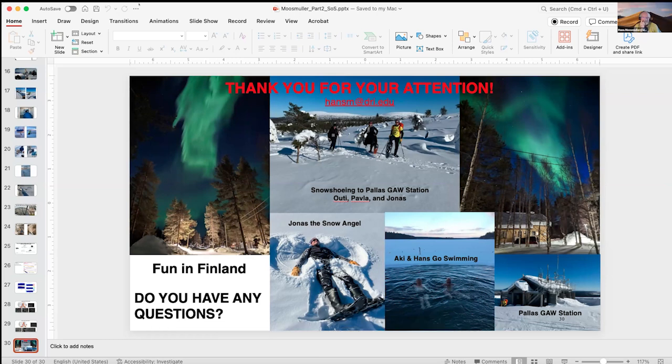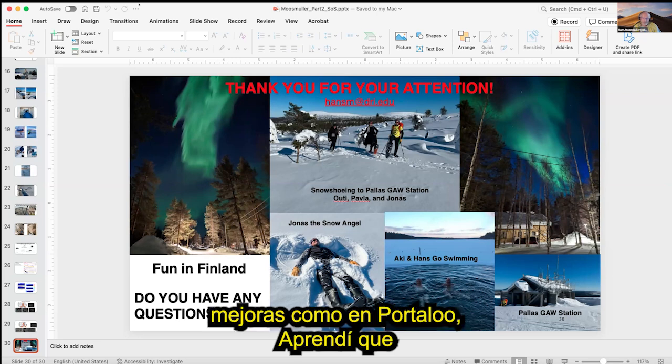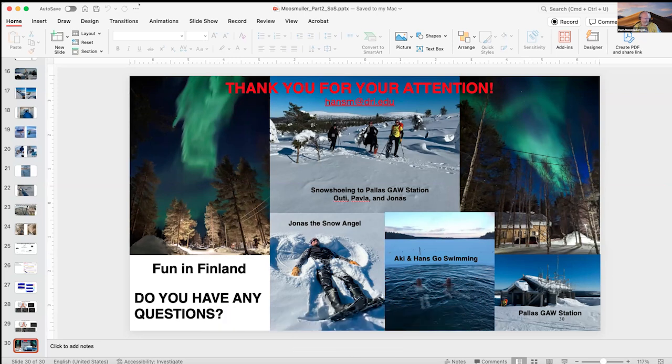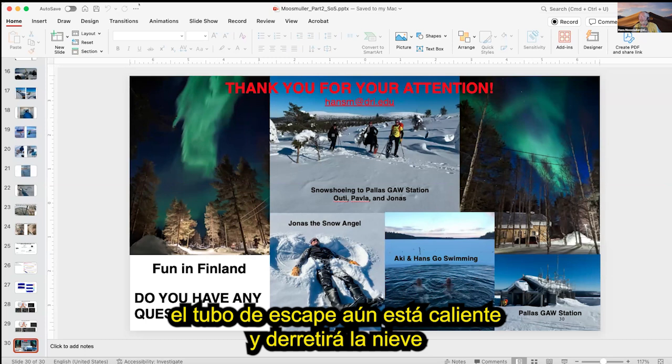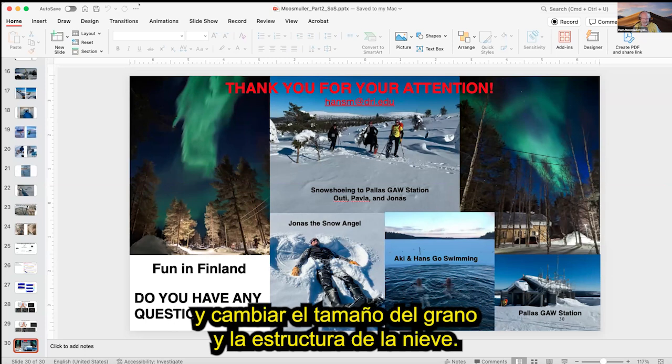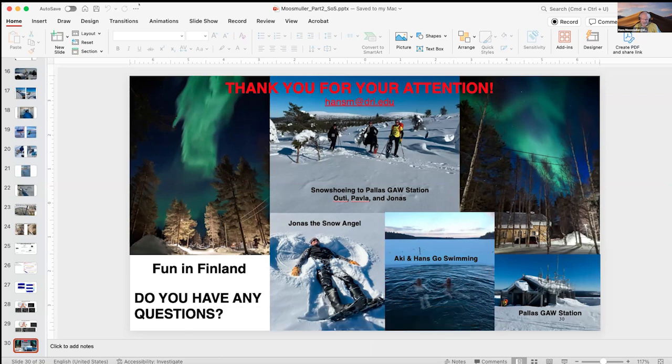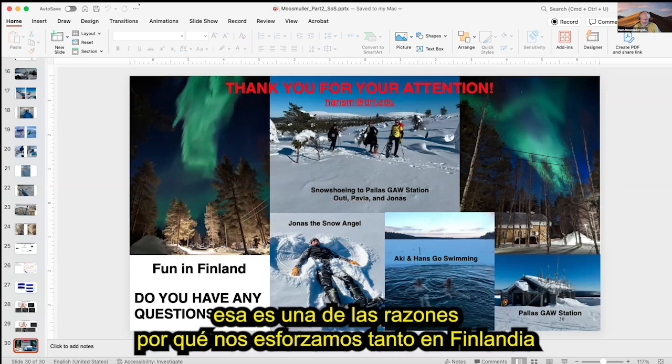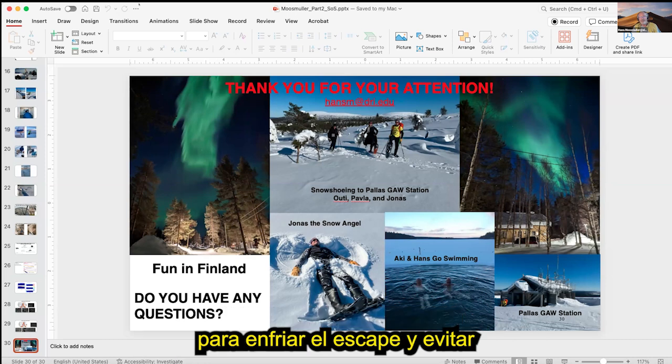Yes. And some improvements, like in Portillo, I learned that the exhaust is still warm and will melt the snow and change the grain size and the structure of the snow. And so that's one reason why we really made a big effort in Finland to cool the exhaust and prevent this from happening.